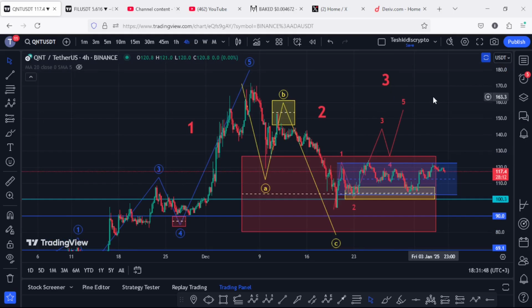So that is the roadmap that I'm expecting QNT to follow for the next coming hours and days. And let's be patient and see how that plays out. And I will ensure you stay up to date.